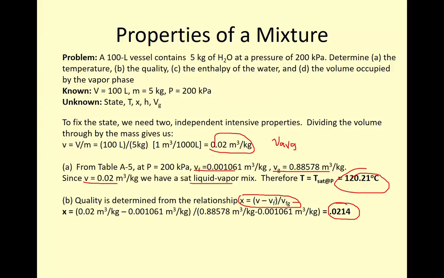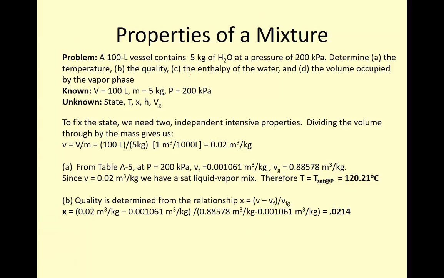Okay, so we've just rearranged this equation for quality, Y average is equal to Y sub F plus X Y sub FG. We've rewritten that equation here, where Y can be any property, and this V is our V average, to solve for the quality. Okay, hopefully that makes sense.